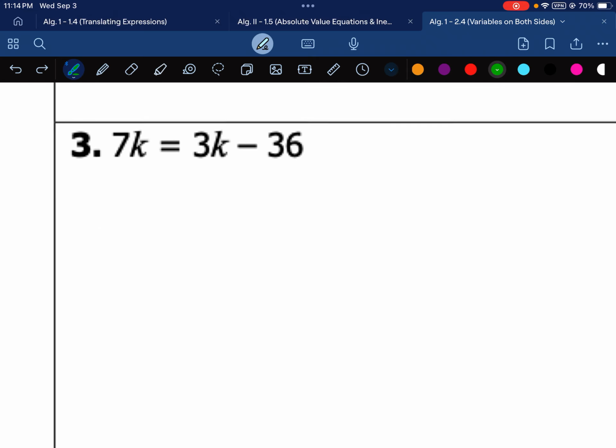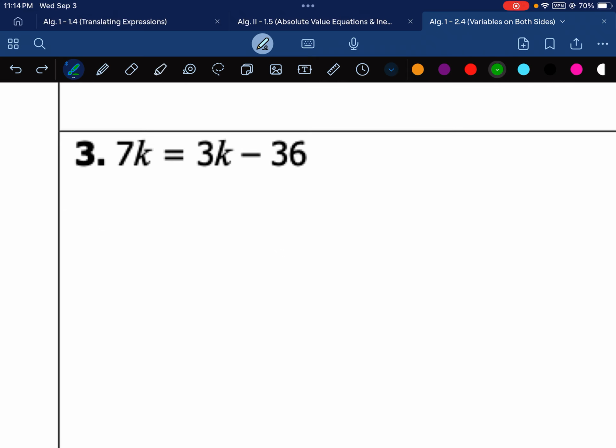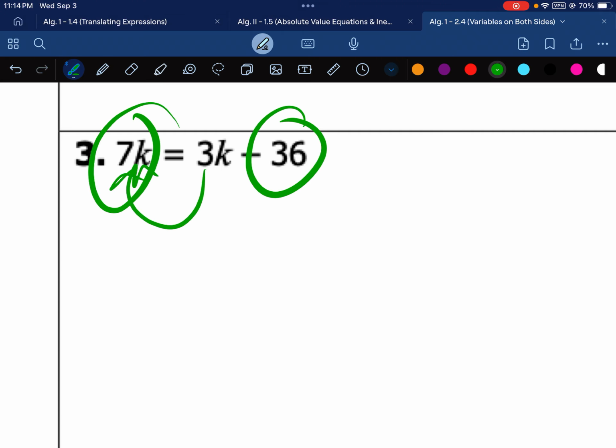Number 3 here, between my two variables, I'm going to move 3k. Now there's actually two reasons I'm moving 3k on this one. One, it's smaller like we talked about, but two, if I move it this way, I already have my variables on one side, numbers on the other. That's already done because I don't have any numbers over here.